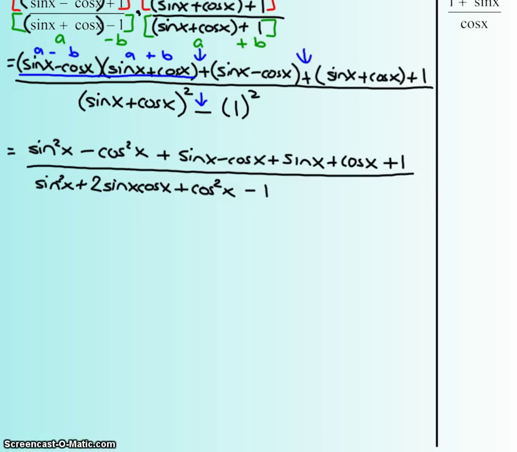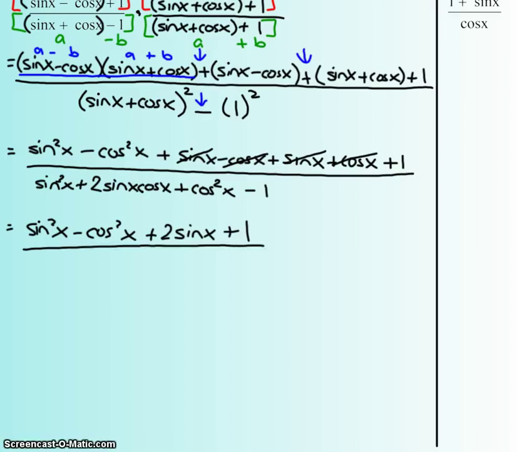Okay. So maybe these guys can go together. Sine squared x minus cos squared x plus 2 sine x's, and then those guys are going to cancel out, so that's gone, plus 1, all over. And then on the bottom, doesn't this added with this equal 1 through the Pythagorean identity? But you're going to subtract 1, so that's gone, and all that's left is 2 sine x cos x.